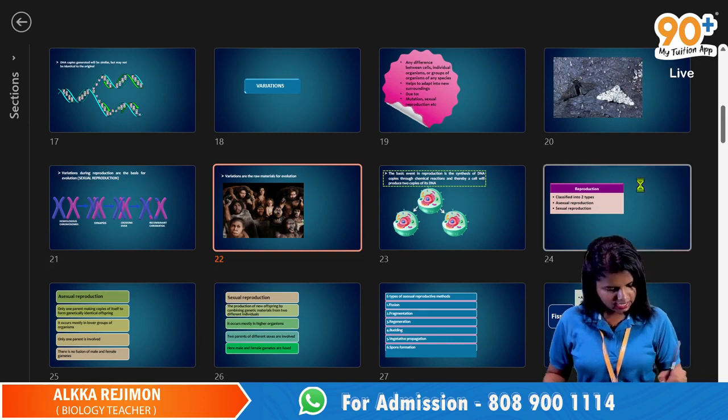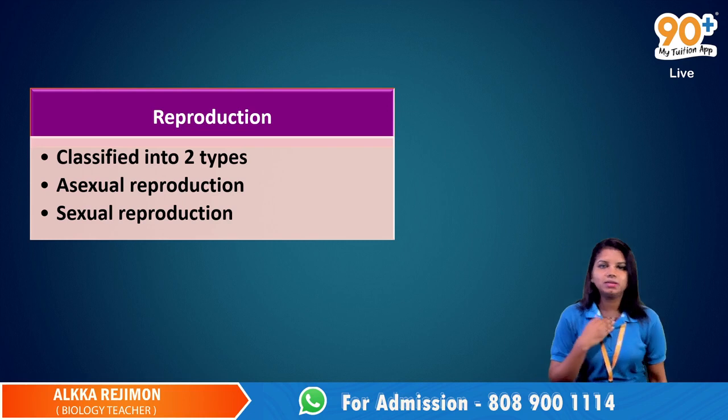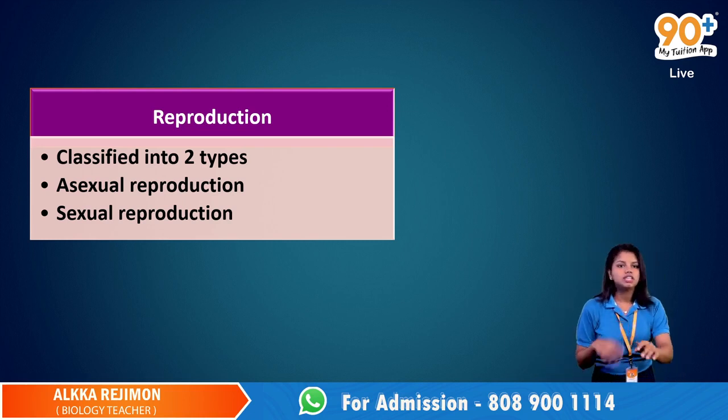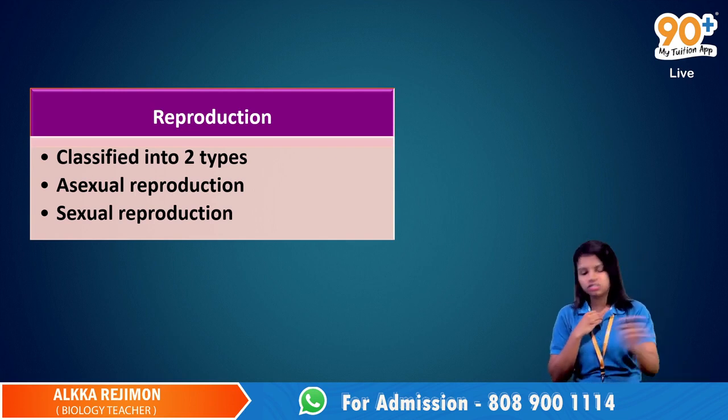Yes, and now let's discuss the reproduction types. Reproduction can basically be divided into two types. One is asexual reproduction and the other one is sexual reproduction. Okay, so we have two types of reproduction, asexual reproduction and sexual reproduction.